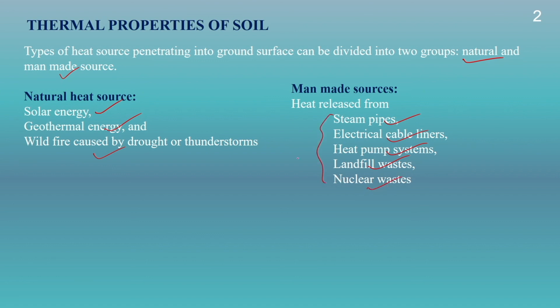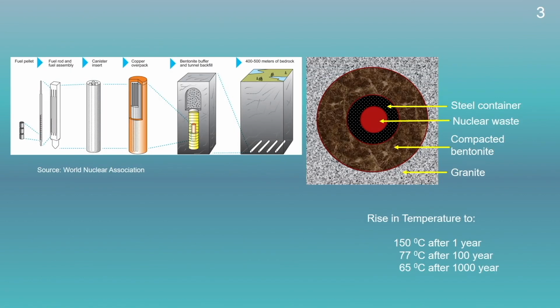So, all these different sources emit heat, and when the soil is in contact with these heat sources, the behavior of the soil gets changed. In this class we will learn about how this heat affects the behavior of the soil. The heat released from the nuclear waste repository plays an important role. The spent nuclear waste generally is dumped in an engineered barrier system. You can see a canister containing the spent nuclear waste, dumped hundreds of meters below the ground surface, and then covered with an expansive soil which is made of bentonite.